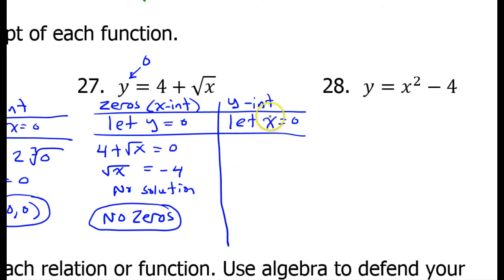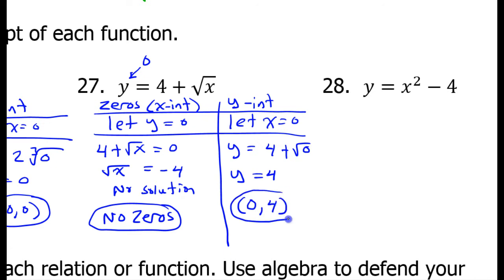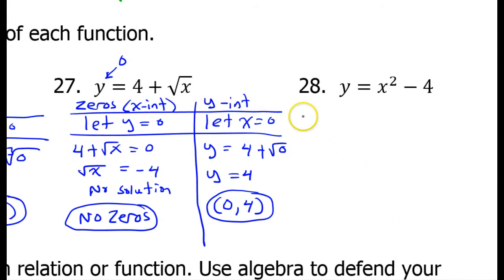Let's find the y-intercept. So we let x equal 0. So y will equal 4 plus the square root of 0. So that's gone. So y is equal to 4, which means that the y-intercept is 0, 4. Alright, so there are no zeros, but the y-intercept is 4. Okay, let's do the same thing for problem number 28.